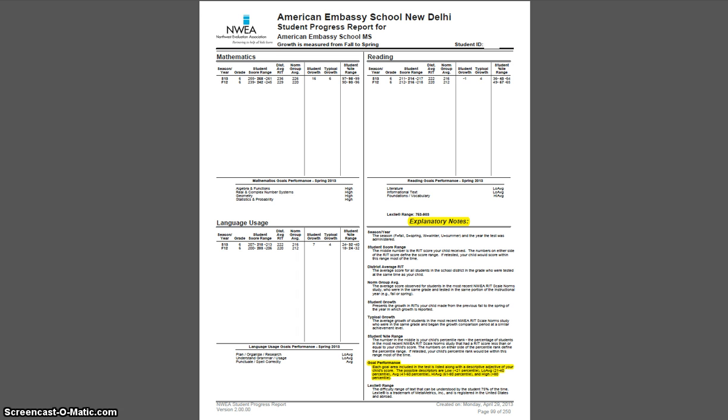The next video will explain how to read and interpret the second page of the MAP student progress report.